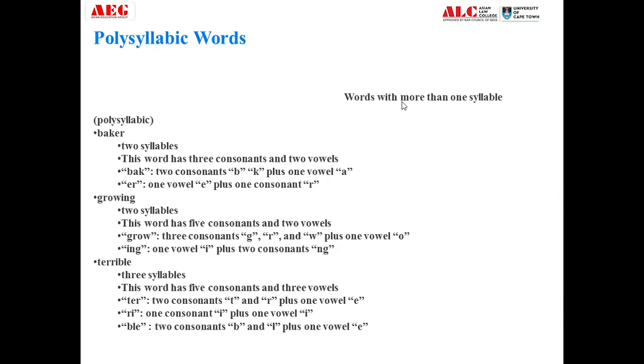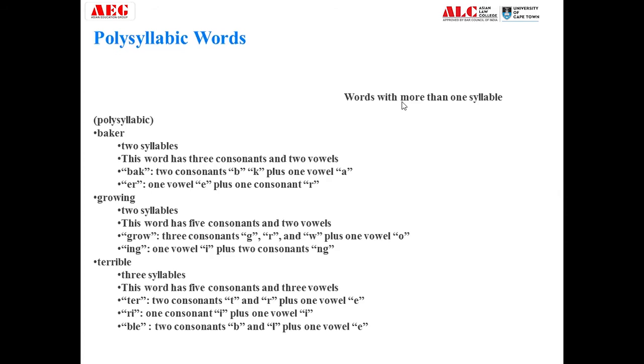Let's move on to the next one. Growing. Two syllables. This word has five consonants and two vowels here. Grow, three consonants, G, R, and W, plus one vowel, O. Growing, ING, one vowel, I, plus two consonants, NG. So here we have a word with more than one syllable. It means we have two syllables here.